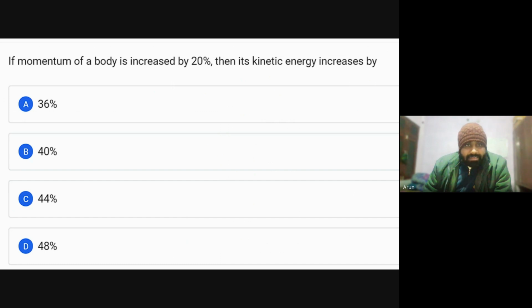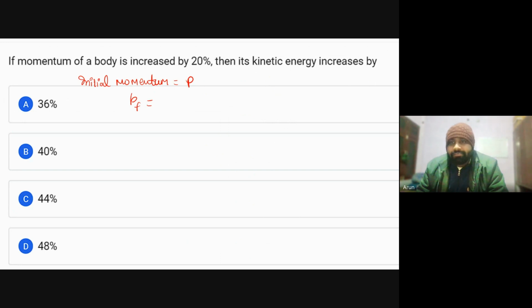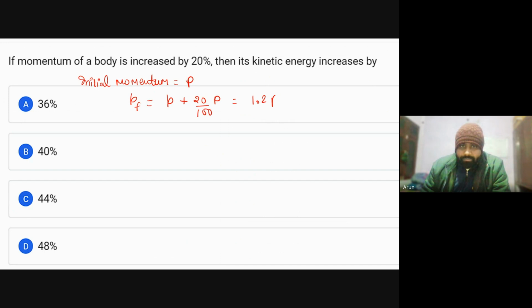So initially, let's say initial momentum we consider here equals P. Okay, so P initial is P. Final momentum, or let's say P final. What has been given in the question is that momentum of a body is increased by 20%. Okay, no problem. So P final is the initial momentum plus 20% increase in it. So 20 by 100, it will become 1.2 times P.